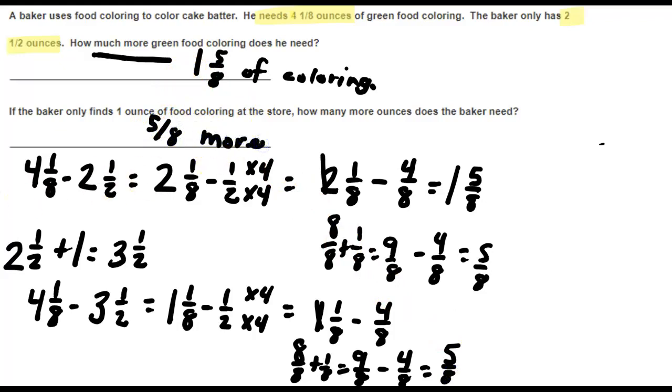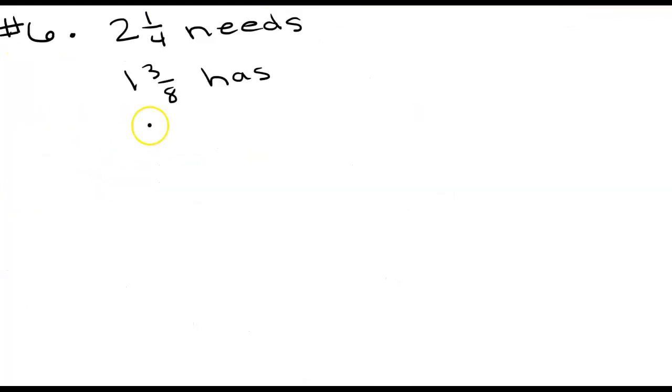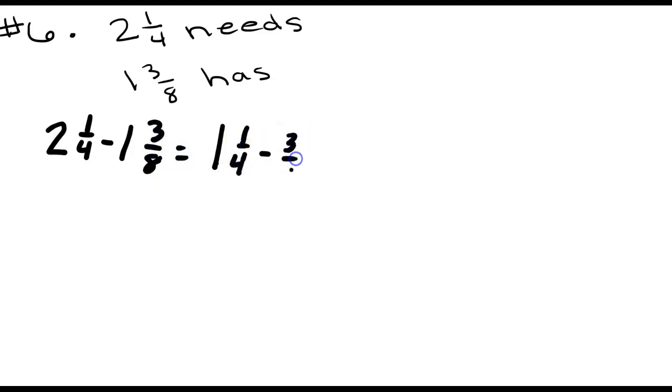Okay, and really quickly, in 2 minutes, I'm going to try to go through number 6. I didn't write it down, but it is a word problem, and somebody needs 2 1/4 of something, and they have 1 3/8, and they want to know how much more they need. So this is just a subtraction problem. So we have 2 1/4 minus 1 3/8. So 2 minus 1 is 1 1/4 minus 3/8.